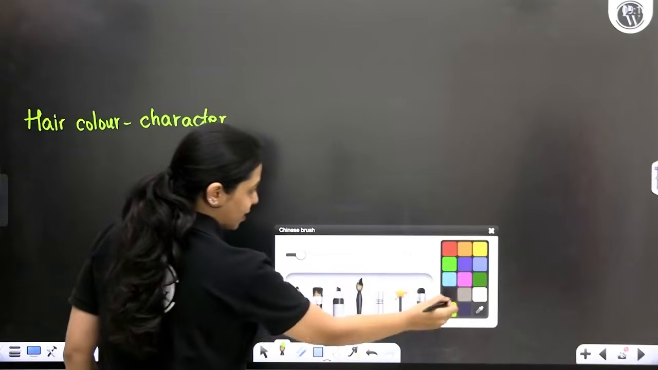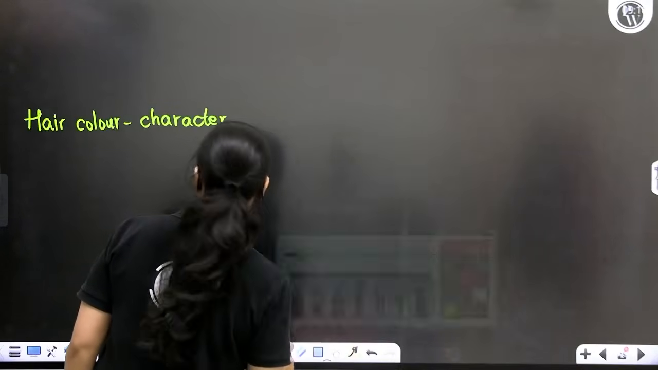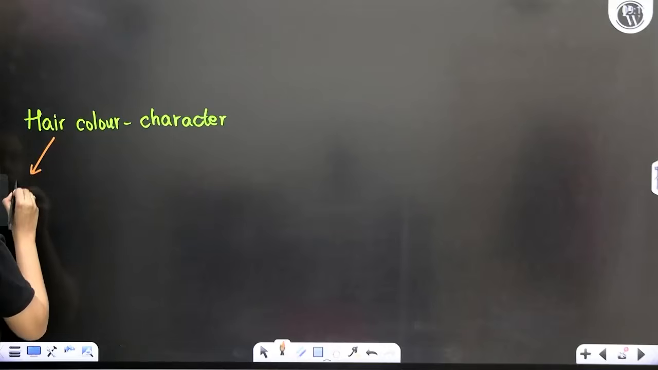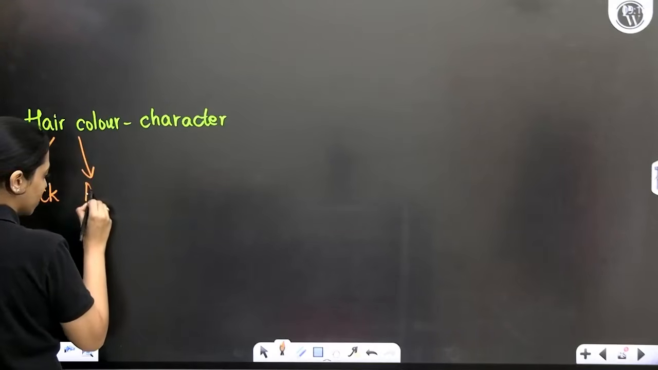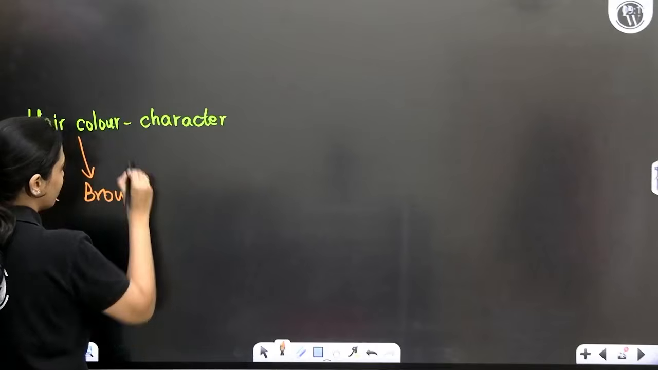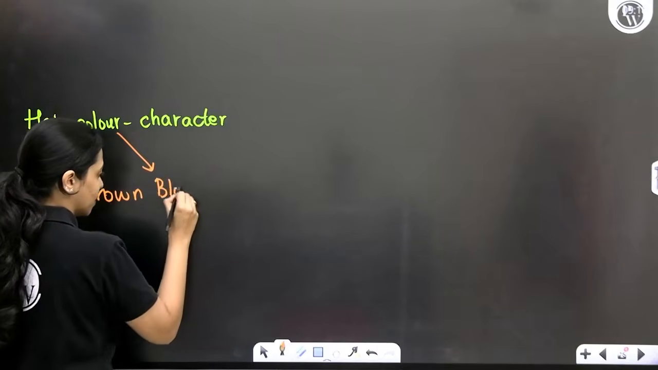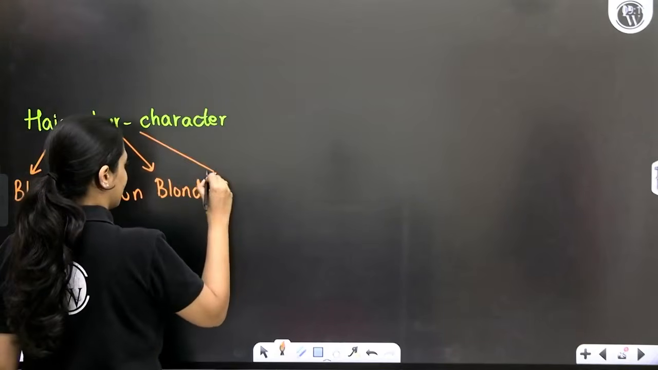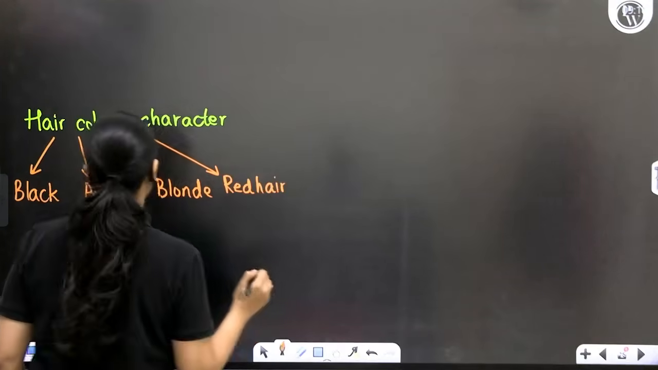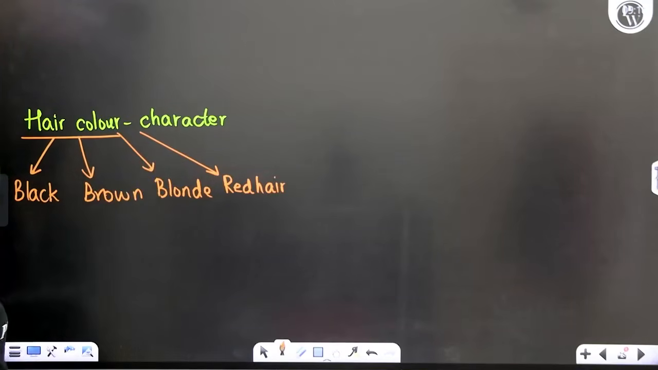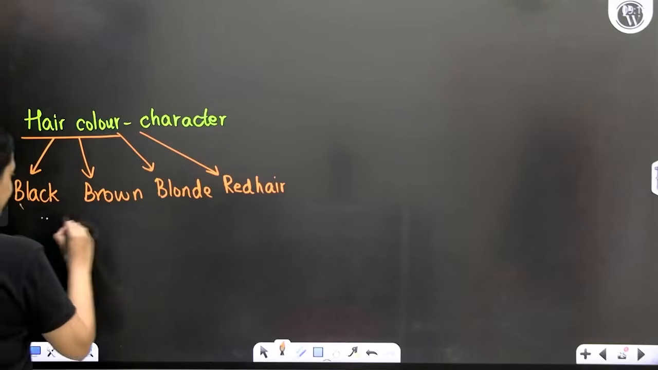Now, this hair color could be black like it is in most of us. It could be brown. People could be blonde. Or there could be redheads. So you have different varieties in hair color. These are the traits.